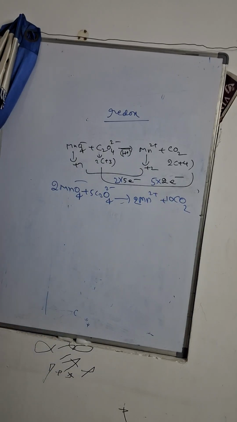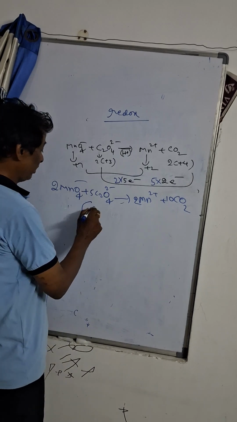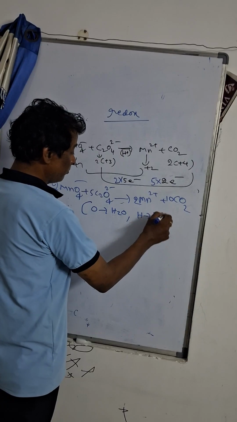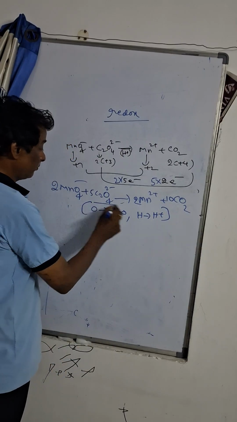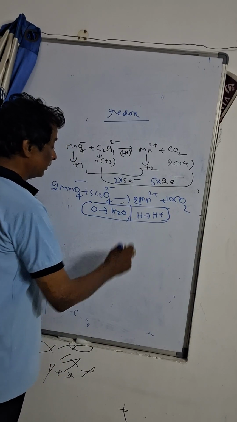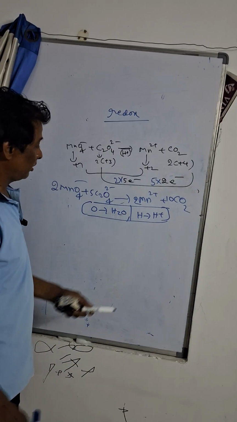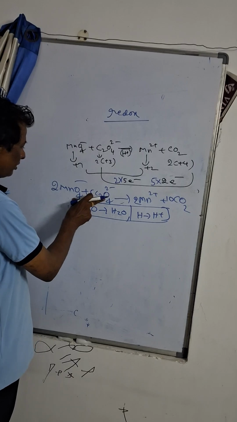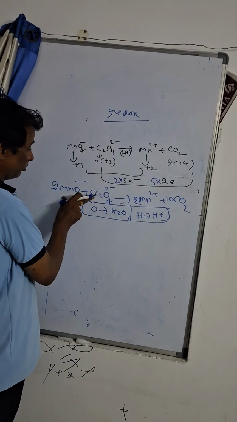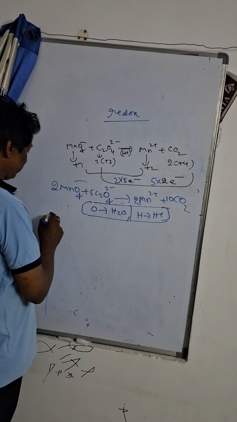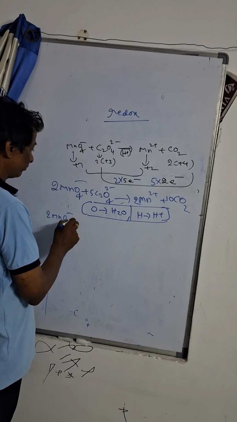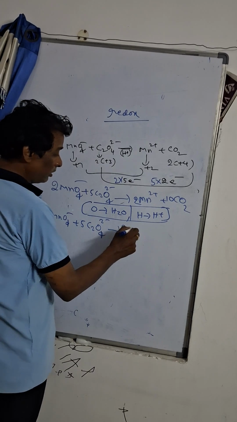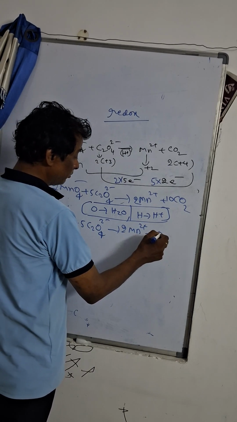Okay, finally balance oxygen and hydrogen. To balance oxygen, add water. To balance hydrogen, add H plus, to the deficient side. Keep this point in mind. First balance oxygen, finally balance hydrogen. Here how many oxygens? Here 28. Here 20. So 2 MnO4 minus, 2 Mn2 plus, 10 CO2.